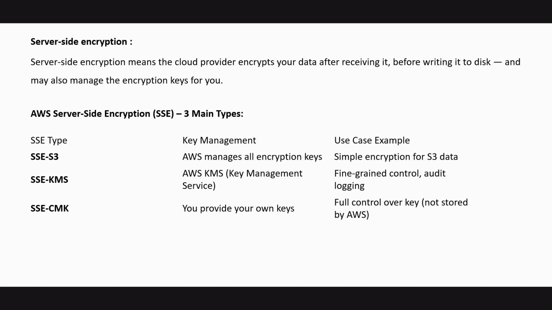Let us see the three types. One is S3, the normal AWS service, where AWS manages all encryption keys in S3. Then KMS, which is Key Management Service, also an AWS service which manages users' keys. And CMK, customer managed keys, where we provide our own keys to decrypt our data. These are the three main types in server side encryption.